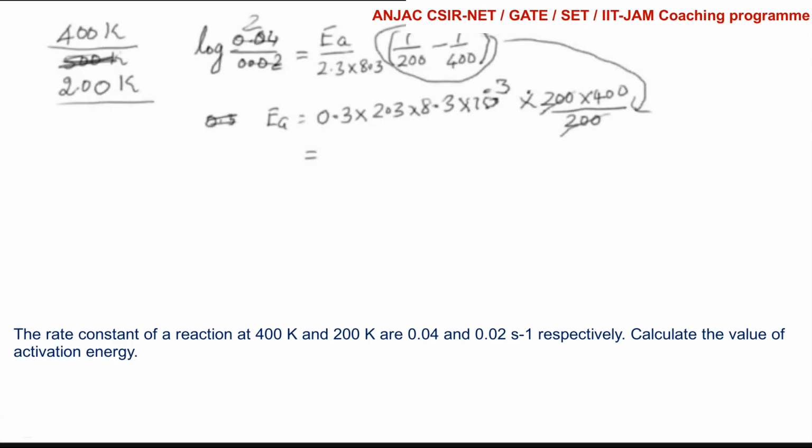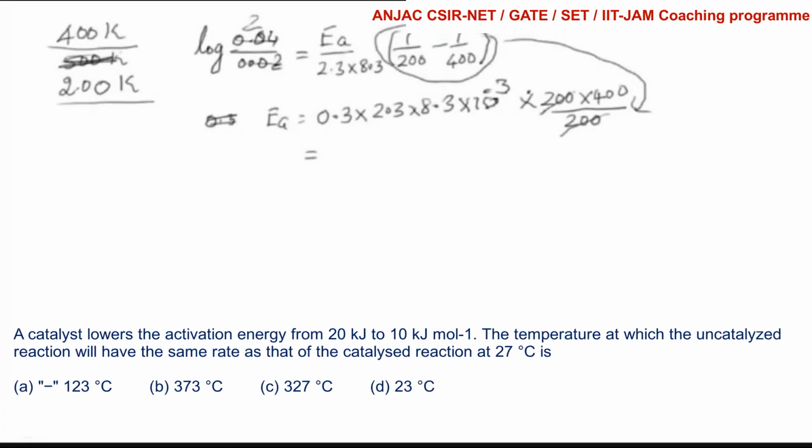Another problem, take down the next type of problem using the exponential factor itself. Otherwise, how to work out that problem? Take down the problem. A catalyst lowers the activation energy of a reaction from 20 kilojoule to 10 kilojoule per mole.